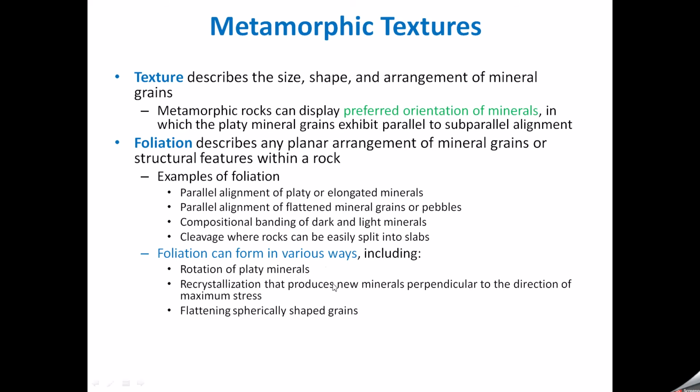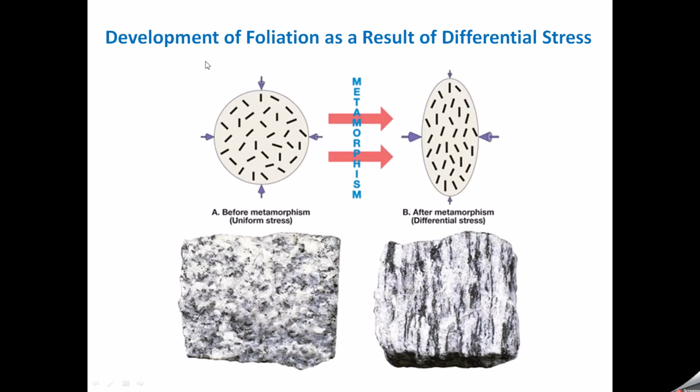So foliation can form in various ways, including rotation of platy crystals or minerals, recrystallization that produces new minerals perpendicular to the direction of maximum stress, and flattening of spherically shaped grains. Development of foliation is a result of differential stress.